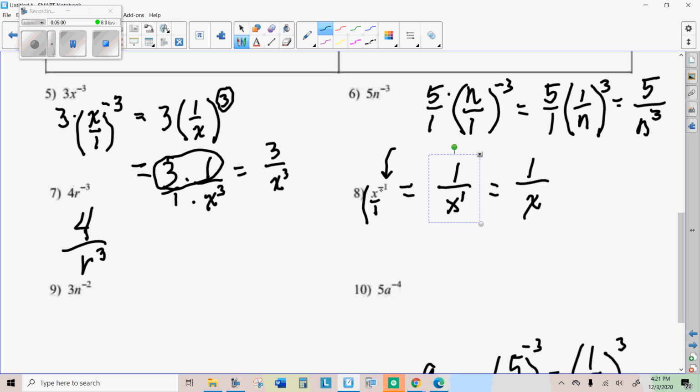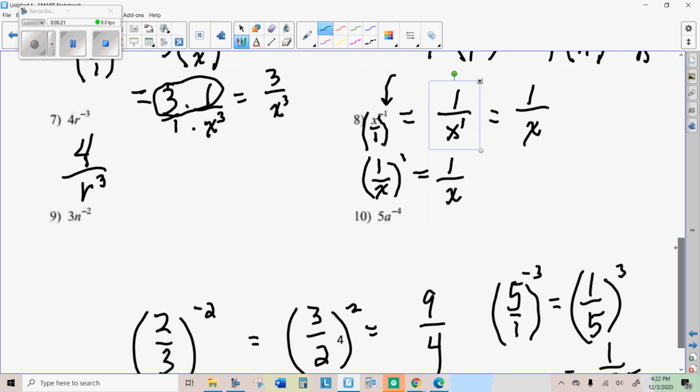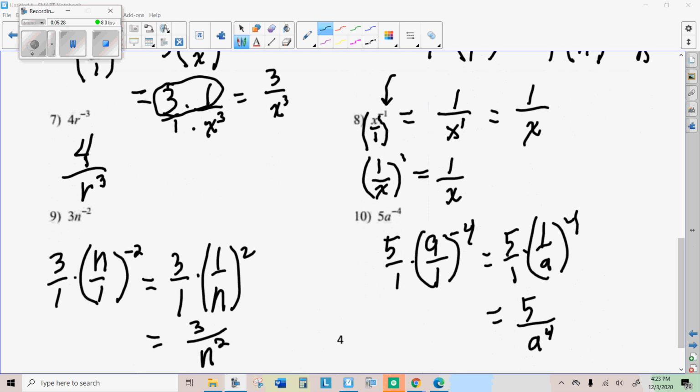But probably what you need to do for now is think about flipping that. So I'm going to flip it and make it 1 over x, and then when I flip that, it becomes the positive power. And then on top I'll have 1 to the first, which is 1, and on the bottom I'll have x to the first, which is x. Why don't you try the next two problems, see if you get them right.